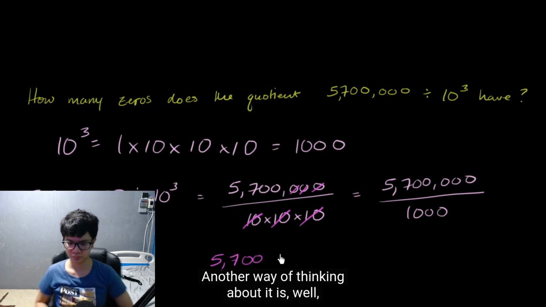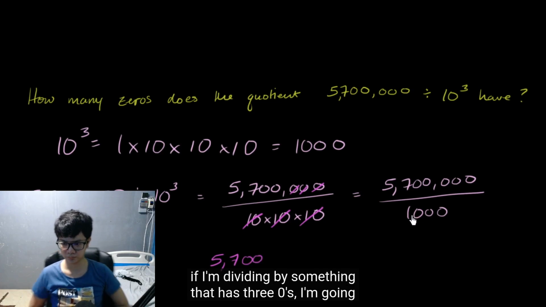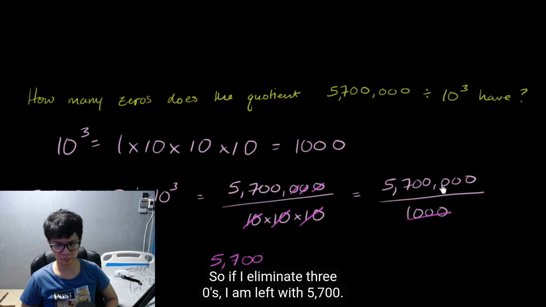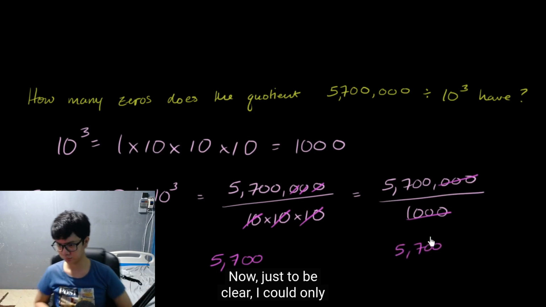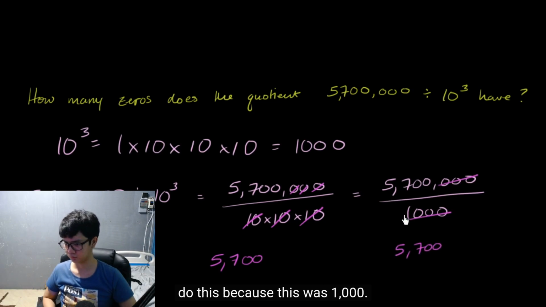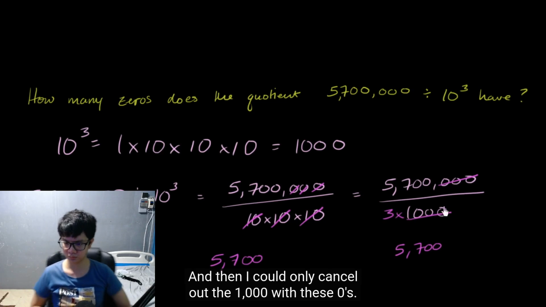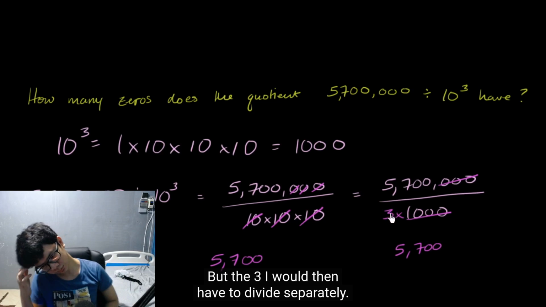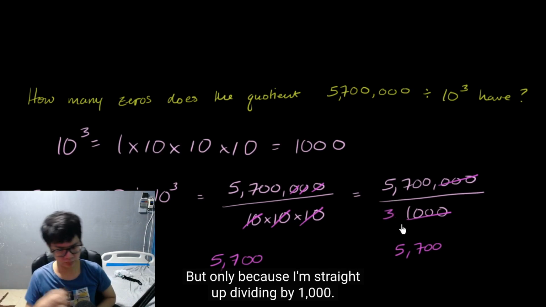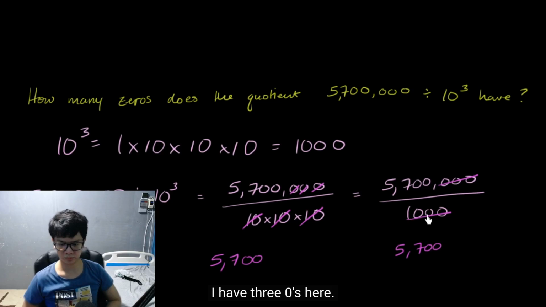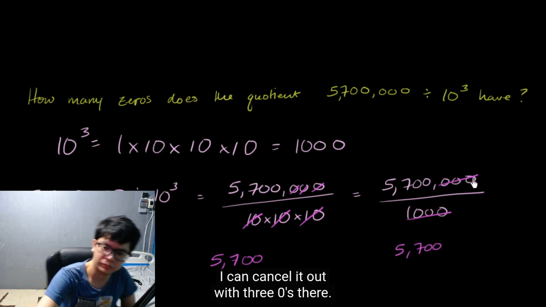You're going to be left with 5,700. Another way of thinking about it is, if I'm dividing by something that has 3 zeros, I'm going to eliminate 3 zeros, and I'm left with 5,700. Now, just to be clear, I can only do this if this was 1,000. If this was like 3,000 or something, I could think of this as 3 times 1,000, and then I could only cancel out the 1,000 with these zeros, but the 3 I would then have to divide separately. But only because I'm straight up dividing by a power of 10, I have 3 zeros here, I can cancel out with 3 zeros there.